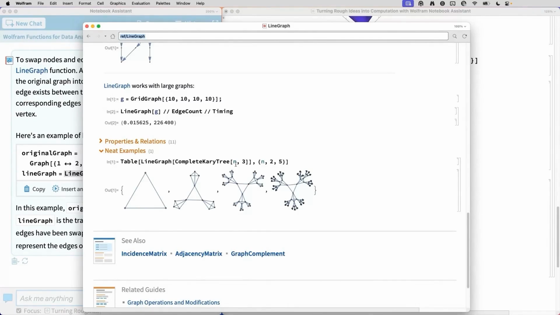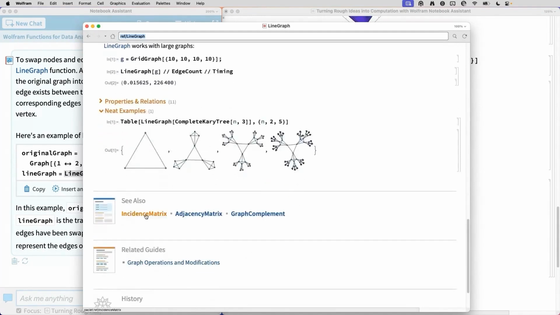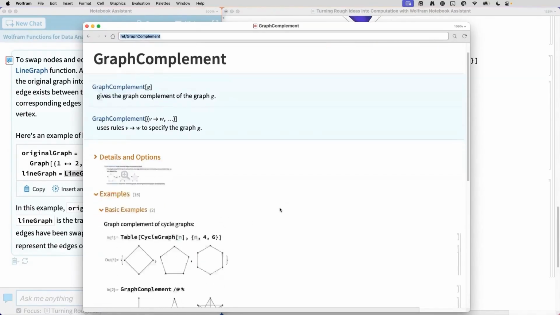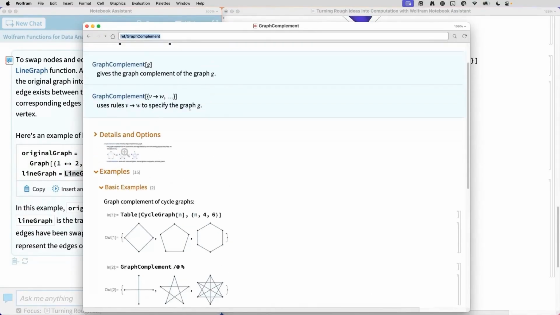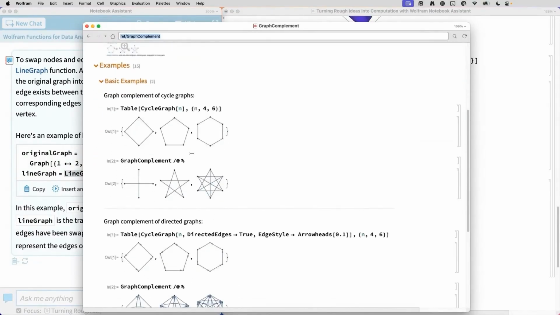What you should do is just click on that function name, come to the documentation here, and look at See Also. In many cases, if the function that was suggested isn't quite the one you want, you'll be able to find the one you want in See Also here. So you could click in here and say, oh, okay, well, this is what I wanted. I actually wanted to get the graph complement here, which does this.